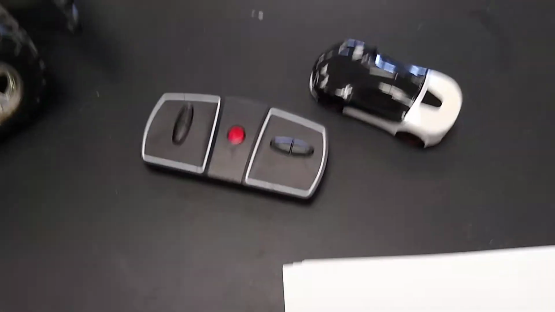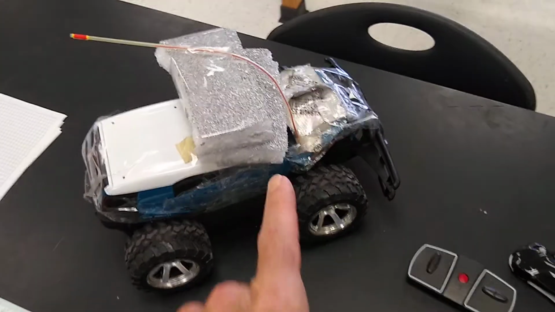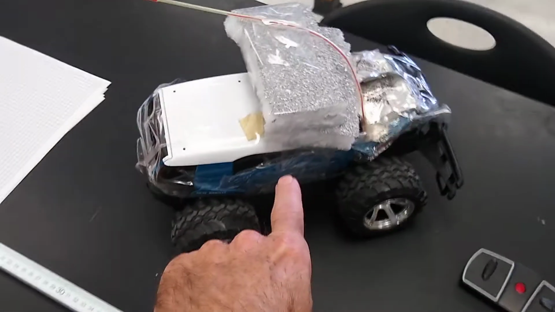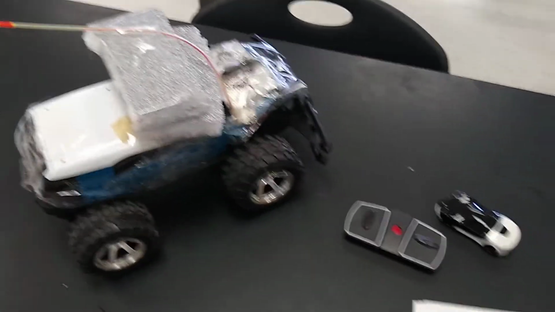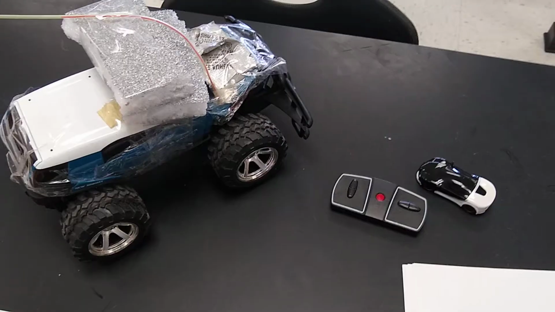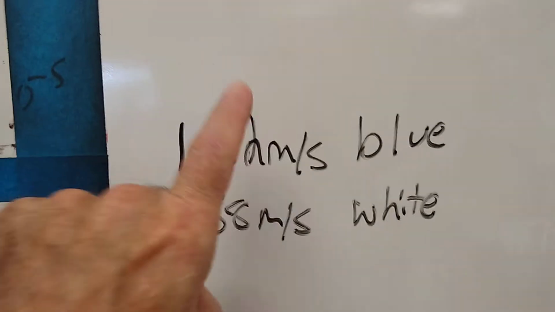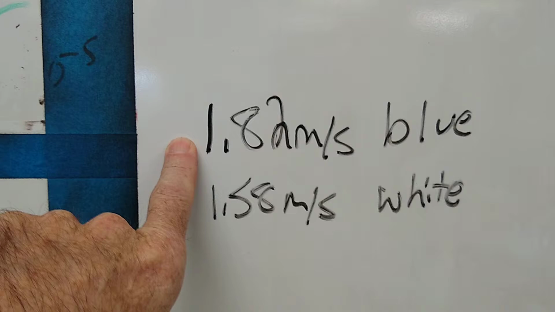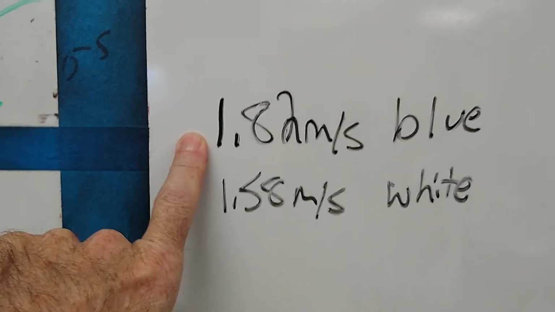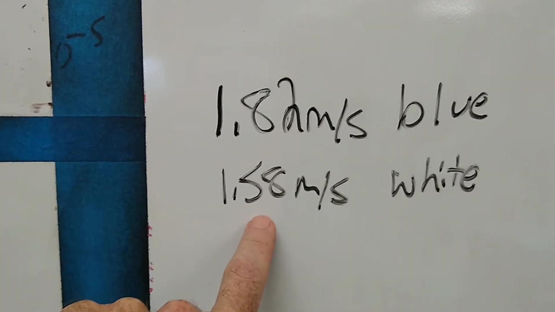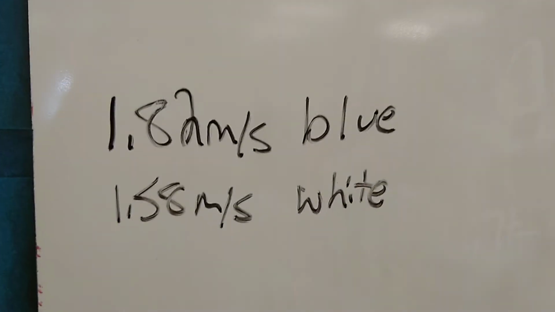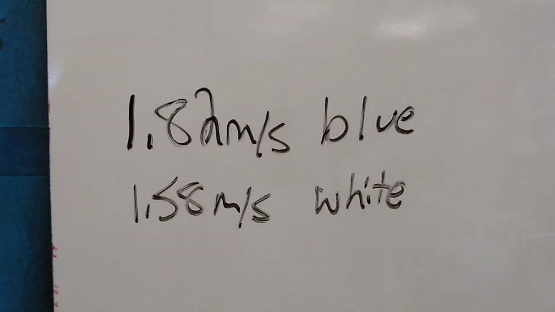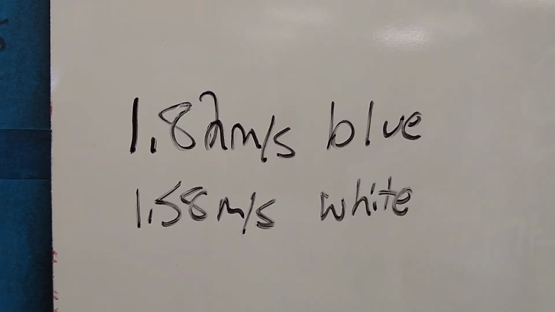What's up, everybody? We're going to have a little car race between this blue beat up remote control car and this little remote control car. And the thing about it is, we've already calculated their velocities. The blue car's velocity is 1.82 meters per second, and the white car has a velocity of 1.58 meters per second. And we are going to predict when the blue car will catch the white car in this situation.